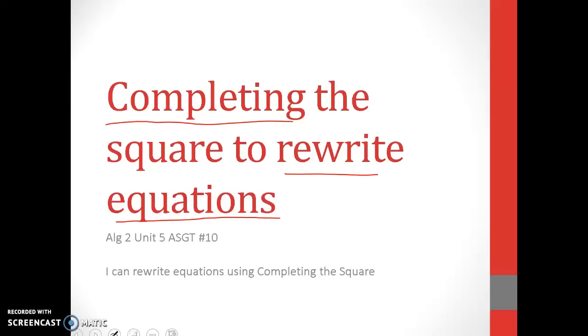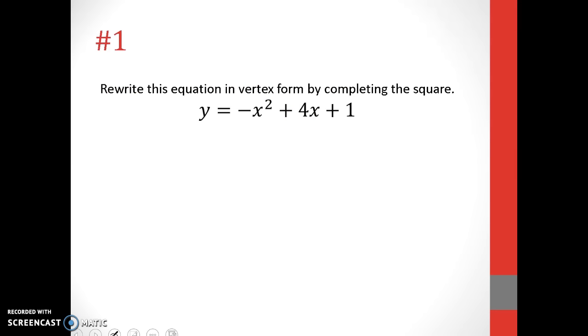So yesterday we talked about how to use completing the square in order to solve quadratic equations. We're going to work on completing the square again today, but we're going to use it to rewrite equations in vertex form. So let's go ahead and get started with this problem.